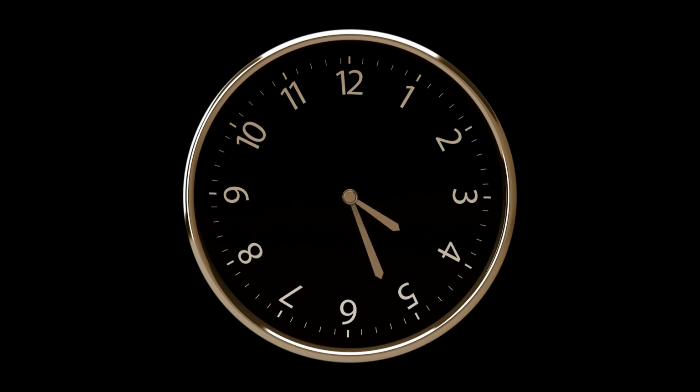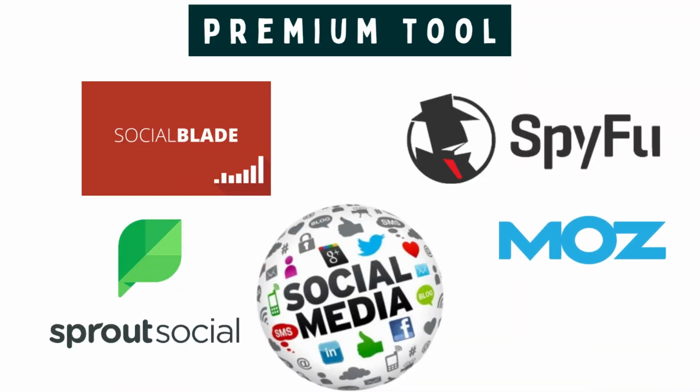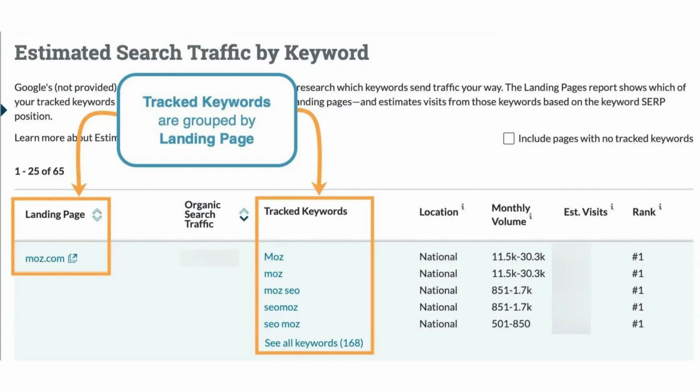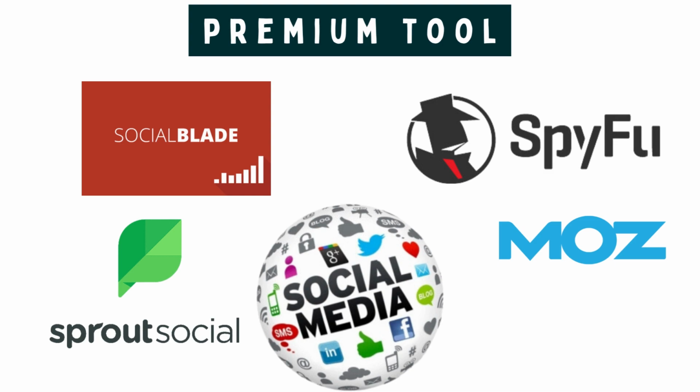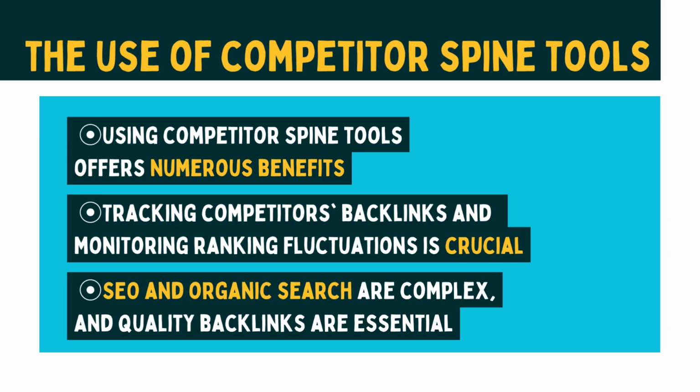As we discussed in the previous videos, Moz is another tool that we can use for tracking keywords and organic search. To gain insights into our competitors' backlinks, Moz is a powerful tool that can be used alongside BuzzSumo, another freemium tool. The use of competitor spy tools may seem like a simple concept, but it offers a plethora of reasons to explore. Let's take a closer look at some of these reasons.